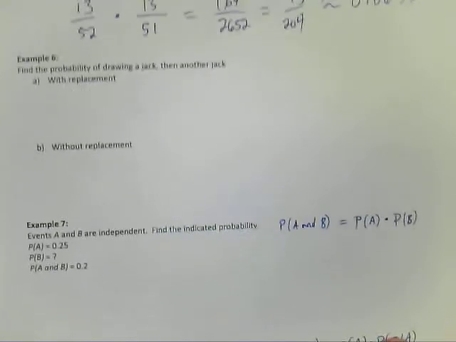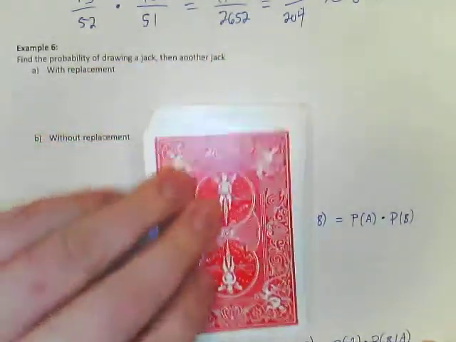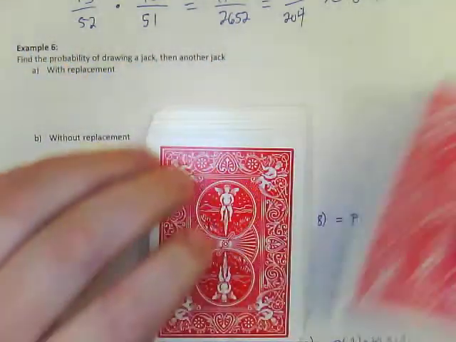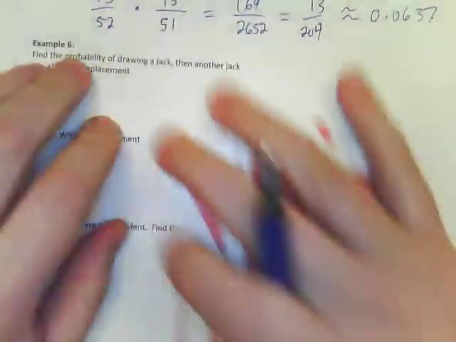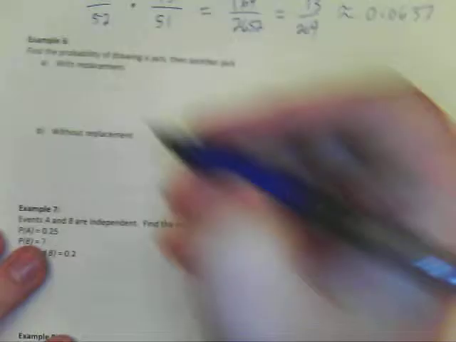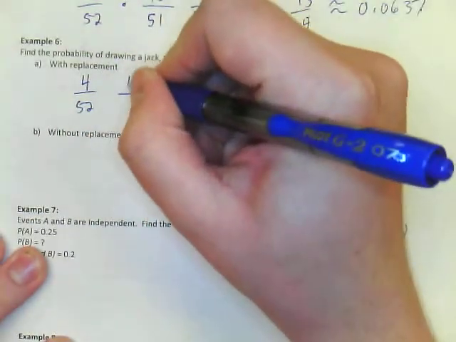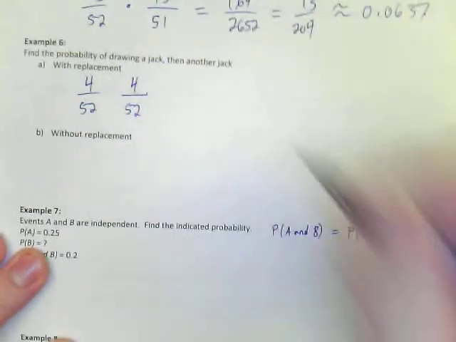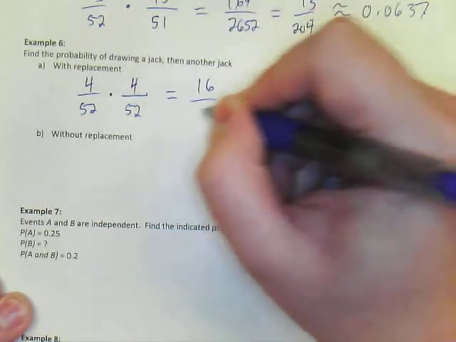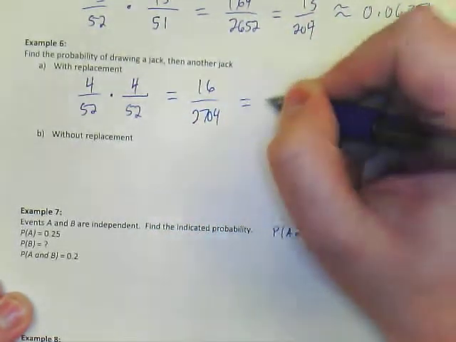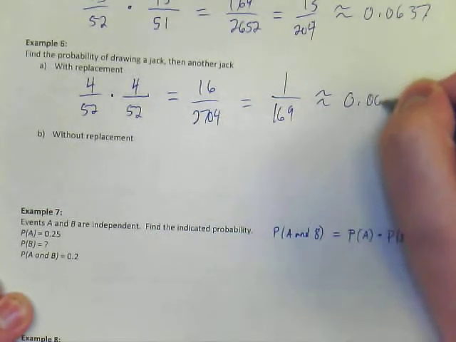Okay, example 6. Probability of drawing a jack and then drawing another jack. So first with replacement. So we're going to draw a jack off the top, stick it back into the deck, shuffle it up, and then draw another jack off the top. So with replacement, we're going to have 4 jacks out of the 52. Then for the next one, we still have 4 jacks because we put it back, and we still have 52 cards because we put it back. So that's going to be 16 out of 2704, which reduces to 1 out of 169, which is approximately 0.006.